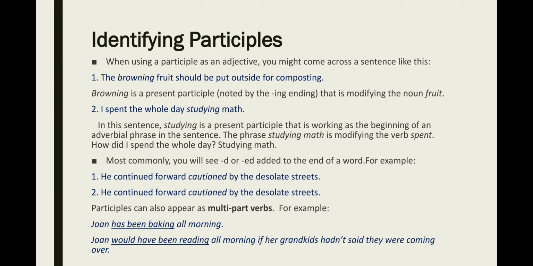When using a participle as an adjective, you might come across a sentence like this. The browning fruit should be put outside for composting. Browning is a present participle here, noted by the ing ending that is modifying the noun fruit. Example number 2. I spent the whole day studying math. In this sentence, studying is a present participle that is working as the beginning of an adverbial phrase in the sentence. The phrase studying math is modifying the verb spent. Like, how did I spend the whole day? The answer is studying math. I spent the whole day studying math.